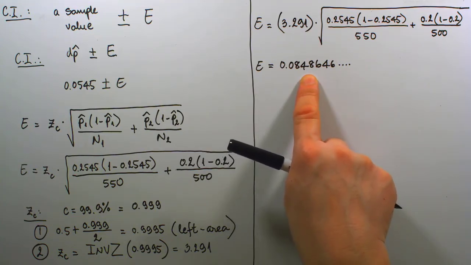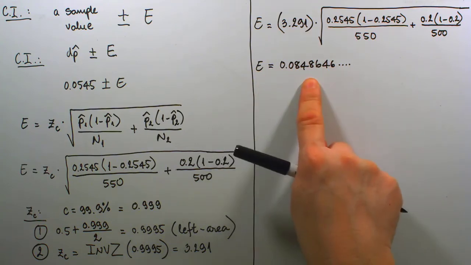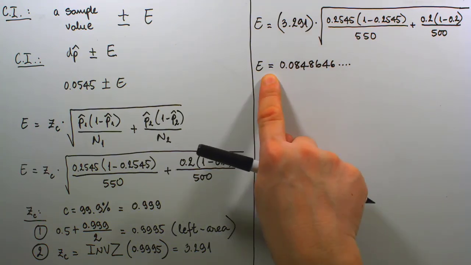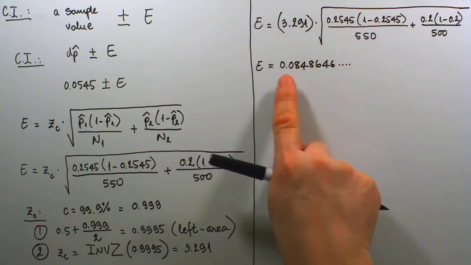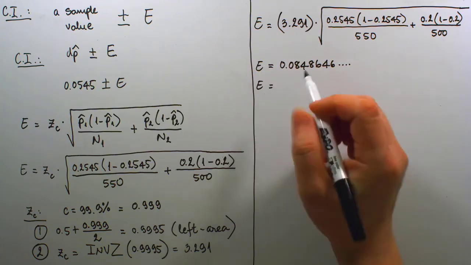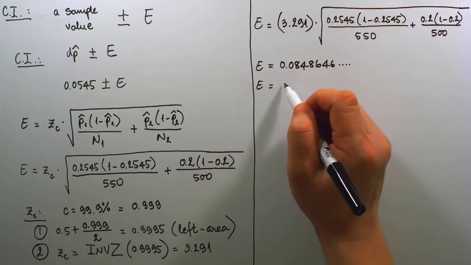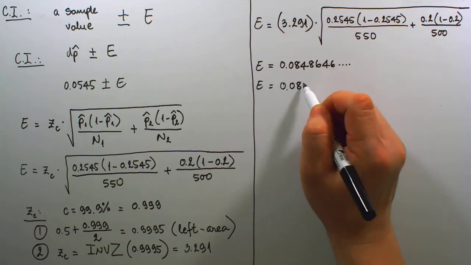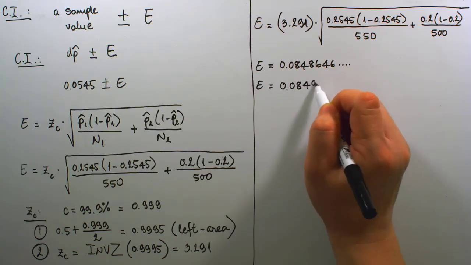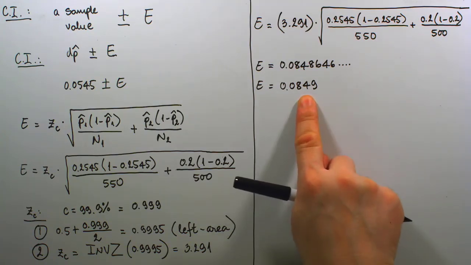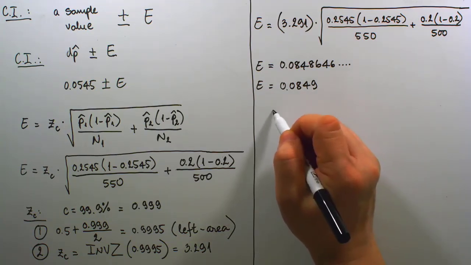And again, I leave that as a responsibility for viewers and students to watch for your own rounding for the margin of error anytime you work with this kind of problem right here. So here in my problem, I am going to round to 4 decimals, 0.0849. So that now means our final confidence interval is ready.